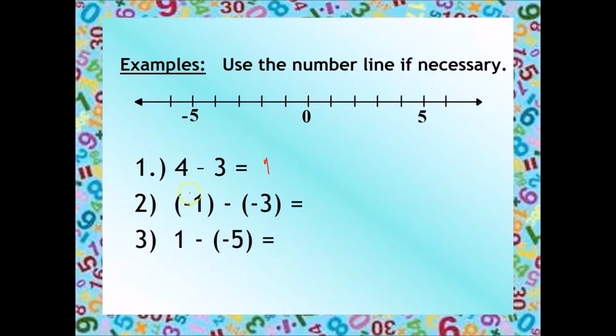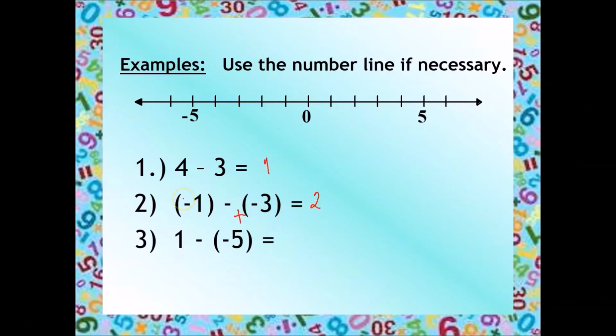Okay, how about negative 1 minus a negative 3? So for this case, a minus and a minus turns to addition. So negative 1, we move to the right 3 units, 1, 2, 3, and we stop at 2. So negative 1 minus a negative 3 is 2.